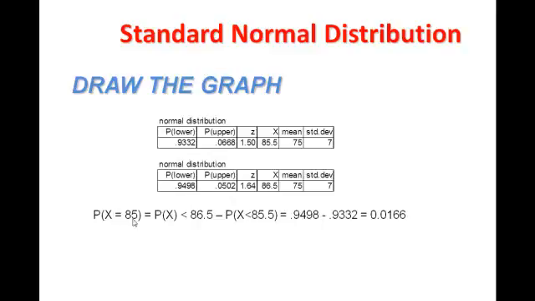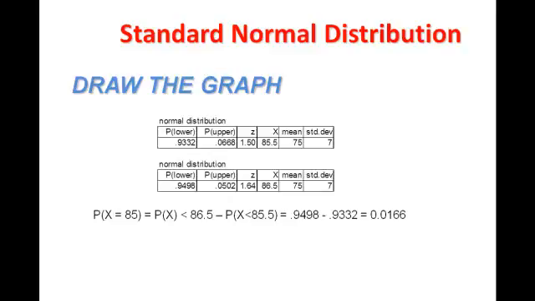If you want to know the probability of exactly 86, then you take the probability of less than 86.5 minus the probability of less than 85.5, and that tells you the probability of getting a result exactly equal to 86 is 0.0166, or about a 1.67% chance, or 1.66% chance of scoring exactly 86 points on the exam.